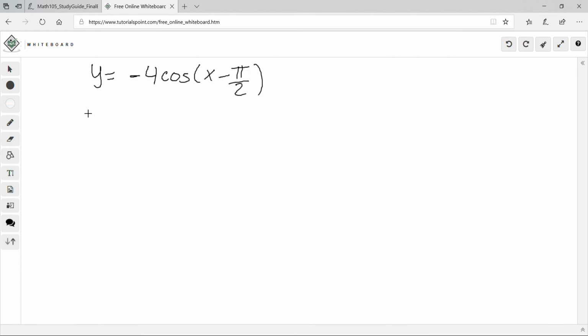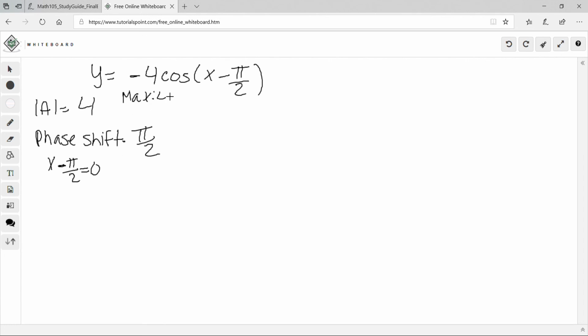So let's see, our amplitude is the absolute value of negative 4, which is 4. Our phase shift: to find the phase shift, you set this x minus pi halves to 0, so it's positive pi halves. We don't have any vertical shifts, so our max is at 4, and our min is negative 4.